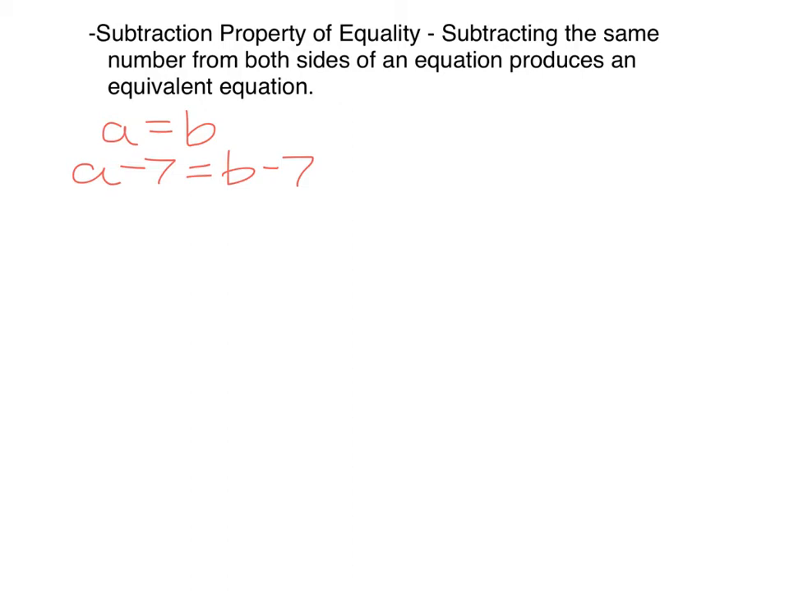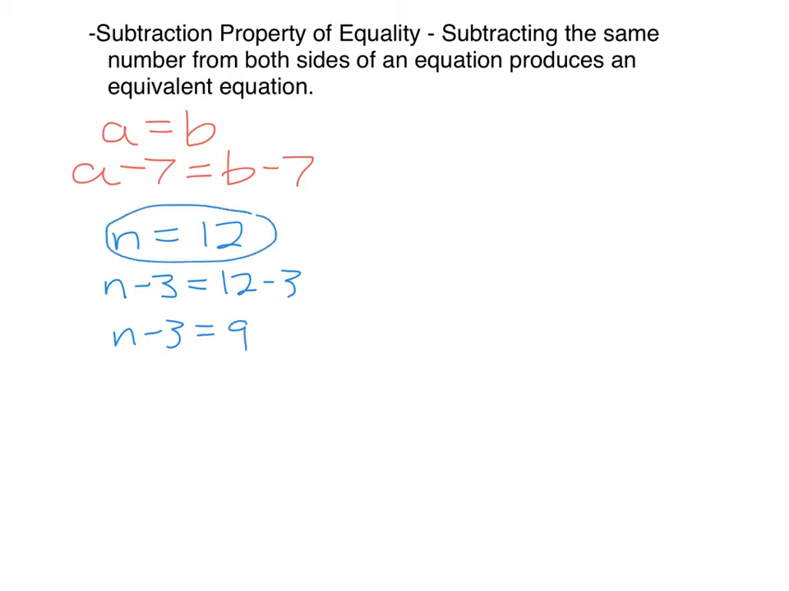Okay, we can even start with a numerical example. If I say that n equals 12 and I want to subtract 3 from both sides, I can write n minus 3 equals 12 minus 3, which means n minus 3 equals 9. And if I know that n equals 12, I can check this. 12 minus 3 equals 9. This equation is still true, even though I've changed the way it looks.